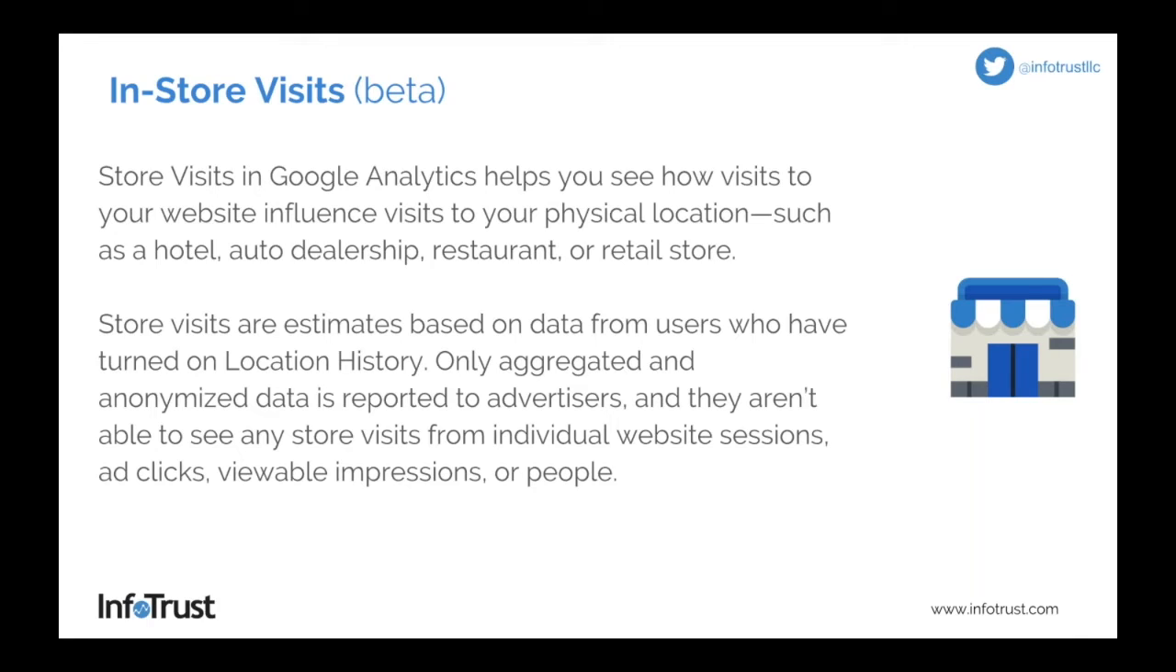In this case, this is actually made possible a few different ways. One, the users have to have their location history on. They have to opt into the advertising stuff that we were talking about. But you also have to have, from the business side of things, Google My Business set up as well, so it knows specifically where your businesses are. But once you have all that set up, you're able to then take advantage of this. So the actual store visits are estimates based on the actual data from users who actually have that location history turned on. It's aggregated and anonymized.